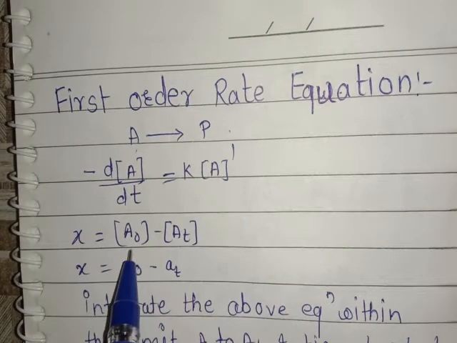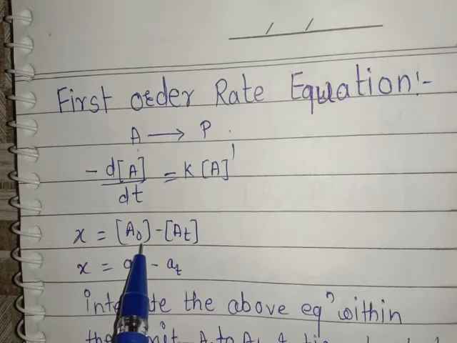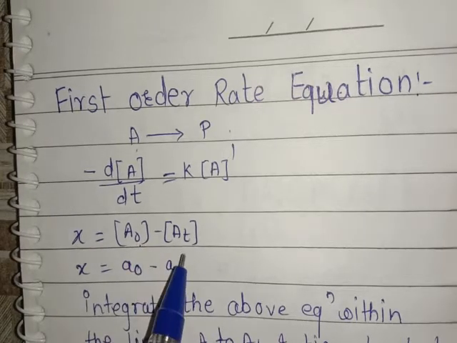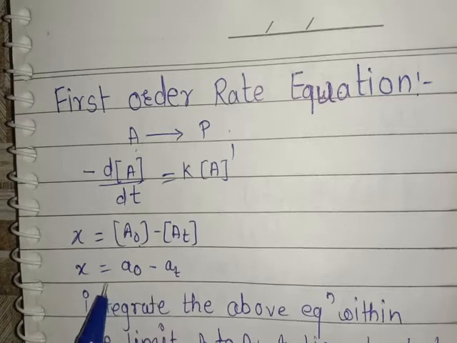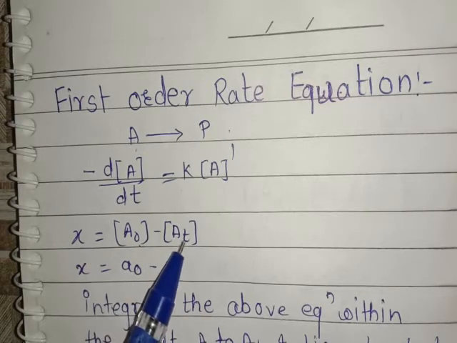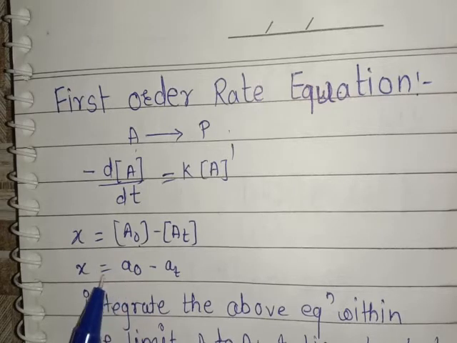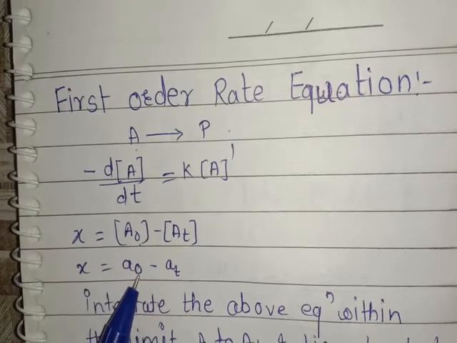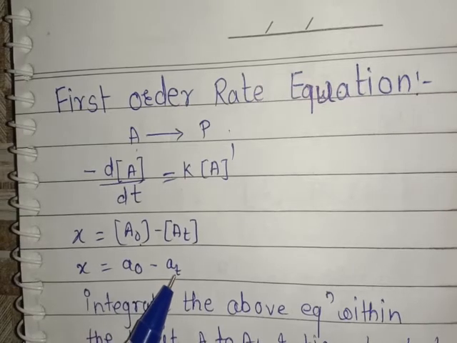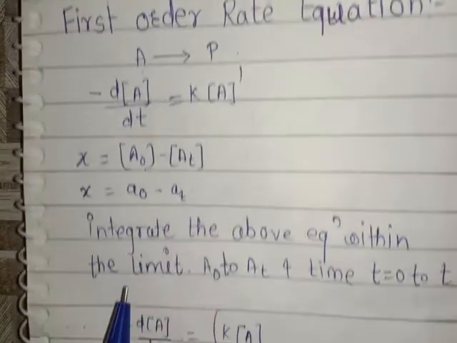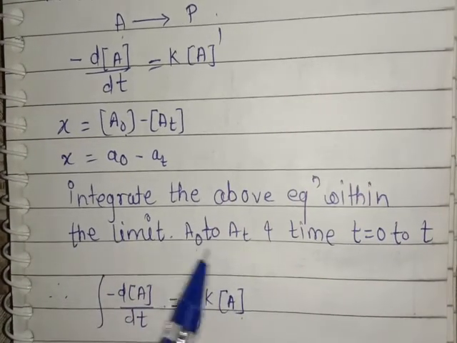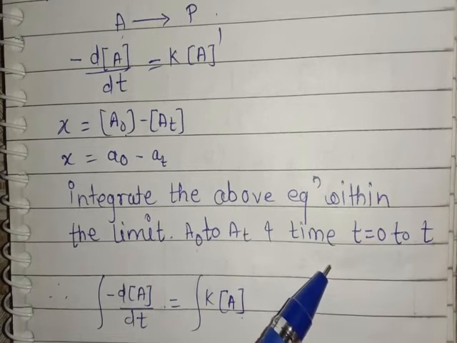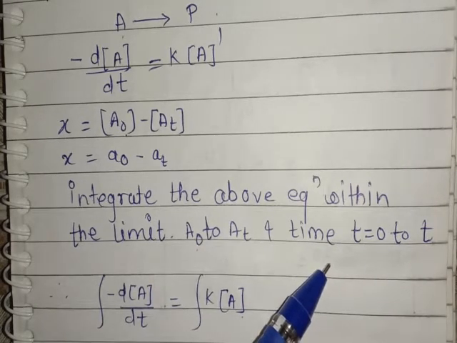Now here a0 is the initial concentration of the reactant and At is the concentration of the reactant at time t. So we can replace these capital letters by using small letters, as x is equal to small a0 minus a. Now integrate the above equation within the limits a0 to At, and for time t is equal to 0 to t is equal to t.